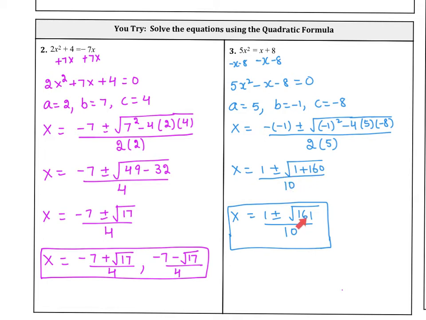Now we cannot break 161 because we do not have any factors of 161 that can give us a perfect square. So the answer will remain as it is, 1 plus or minus square root of 161 over 10.